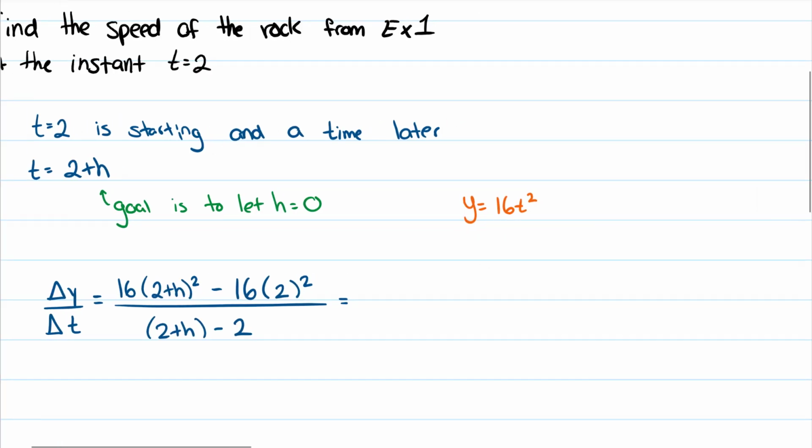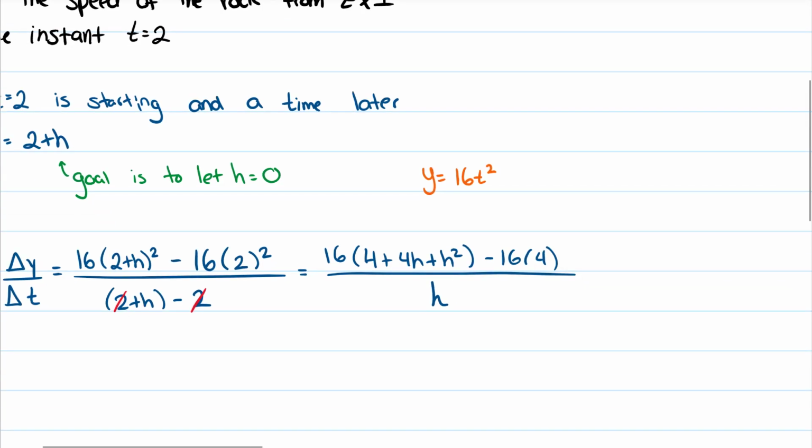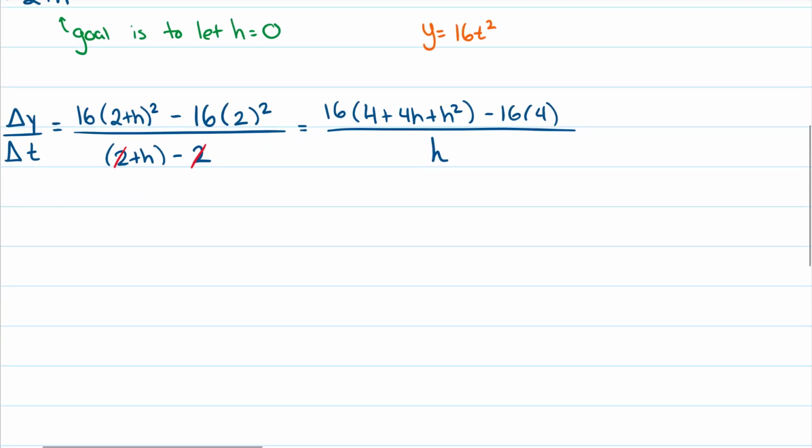If I distribute this out, I'm going to get 16 times 4 plus 4h plus h squared minus 16 times 4, all divided by, and these 2's are going to cancel, so I just get h. Now what I'd want to do is plug in 0 for h, because I want the distance between my first point and my second point to be 0. But you can't plug in 0 for h, because if you do, you end up getting 0 over 0, and we can't work with that.